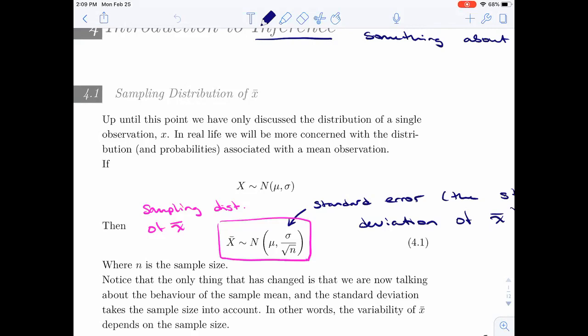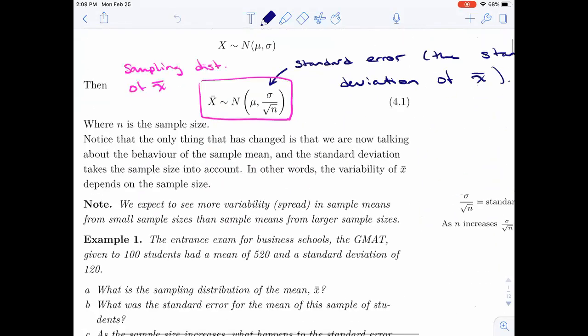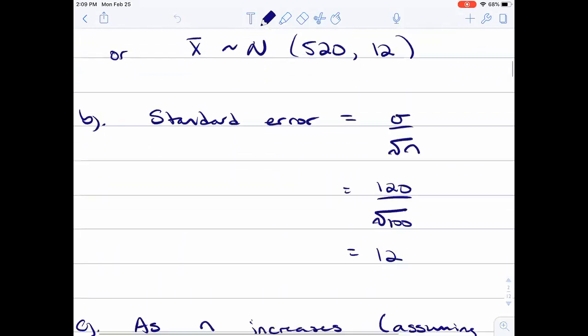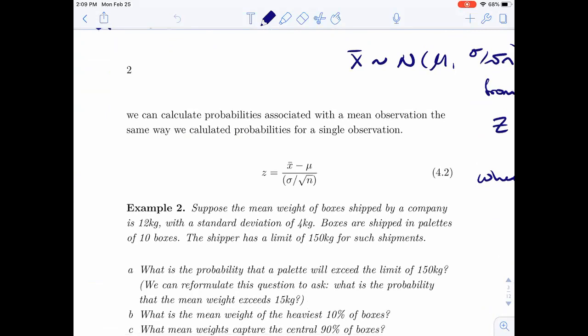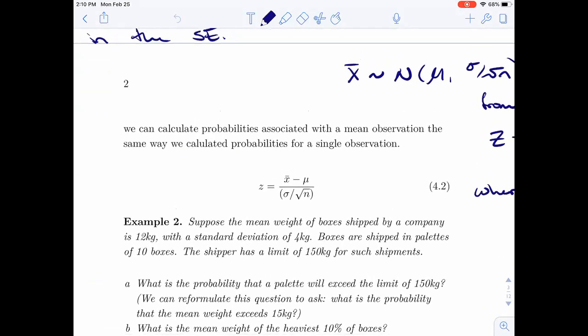We used that to develop, well, we went through some examples. You know what I mean.